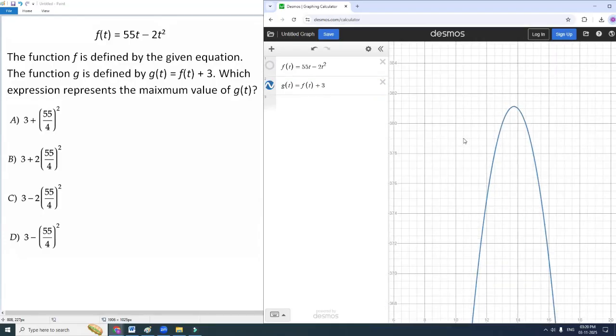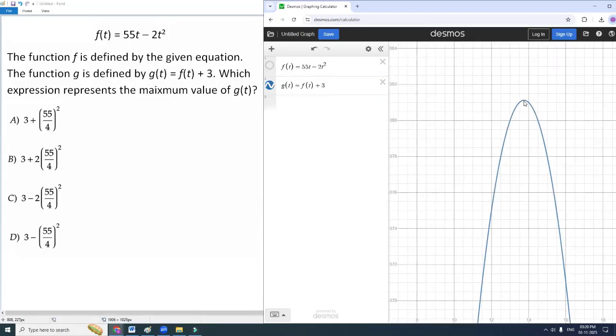Here we have the graph of g of t, and it's a parabola. Since it's a parabola and it opens down, the vertex of the parabola will give the maximum point. The y-coordinate of this vertex, 381.125, will give the maximum value of the function g of t. Let me take the point over here. I consider only the y-coordinate, the vertical coordinate. So 381.125 is the maximum value of g of t. Now we have to evaluate each expression in the answer choices, and I have to get the one which gives exactly this value, 381.125.